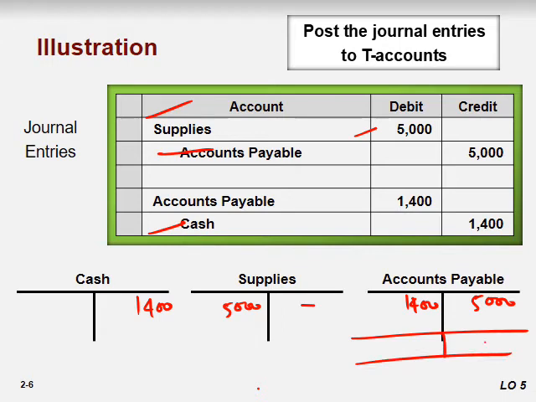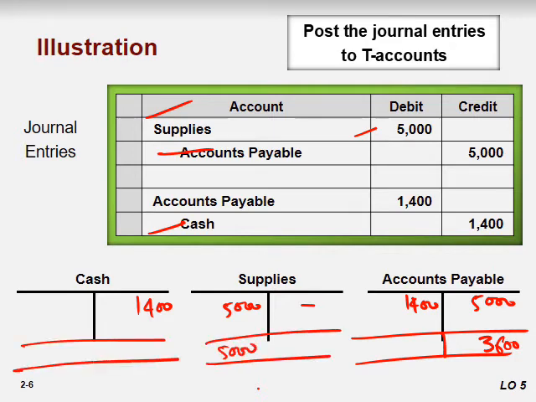And if you want to balance it out, the balance is like that. Which side is greater? This side. So 5,000 minus 1,400, the answer is 3,600. Which side is bigger? The balance is 5,000. Which side is bigger? The balance is 1,400. Right? This is how we record our transactions in journal entries and post them into the ledger.